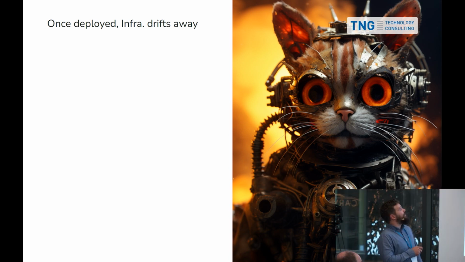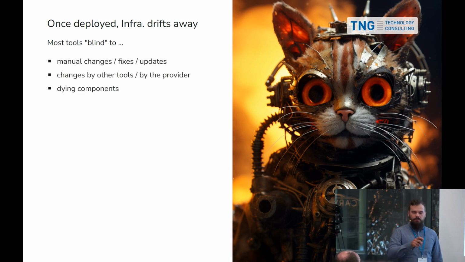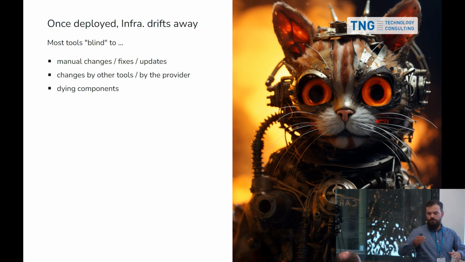So we state, once deployed, infrastructure drifts away. We think this is because these tools we just talked about, and all the others, are blind to certain things. They are blind to manual changes, manual fixes, manual deployments, manual updates. They are blind to changes by other tools, changes by the provider, or by dying components. Meaning if there's an incident and someone needs to do something, or the provider needs to change something, it might not be reflected. And the next time you run the change, especially with Terraform, the state looks fine, so it pretends to run, and then when you execute it, it will fail because something does not exist or is already changed, and it's a total mess.